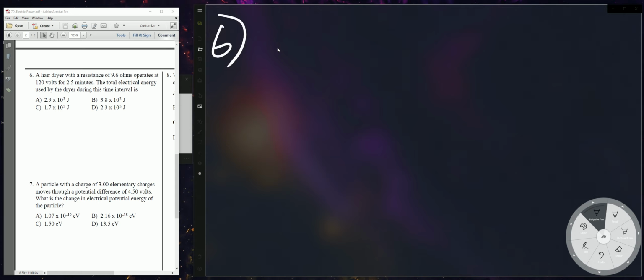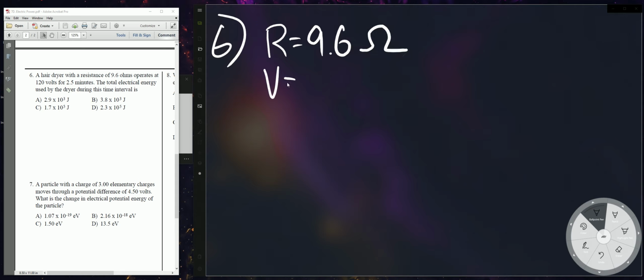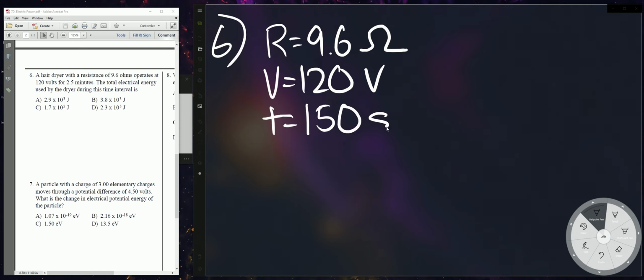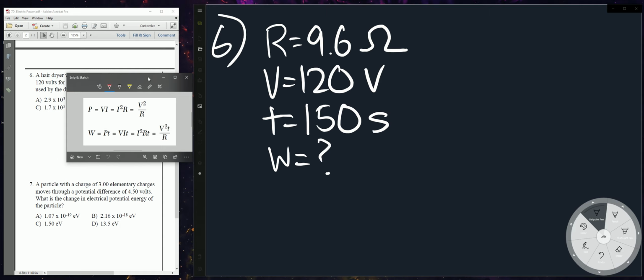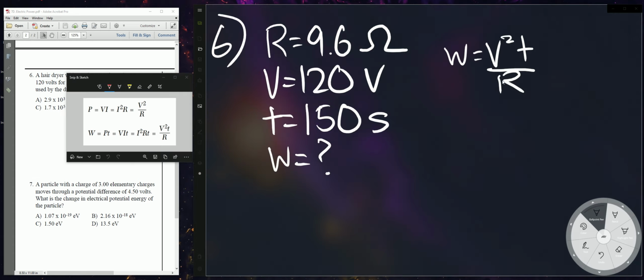So number 6, a hair dryer with a resistance of 9.6 ohms operates at 120 volts for 2.5 minutes. So 2.5 minutes is 150 seconds. The electrical energy used by this dryer during this time interval is what? So this time you actually want your work. So we take a look at our formulas again. Which formula has everything we have here? Well, work is V squared times T divided by R.